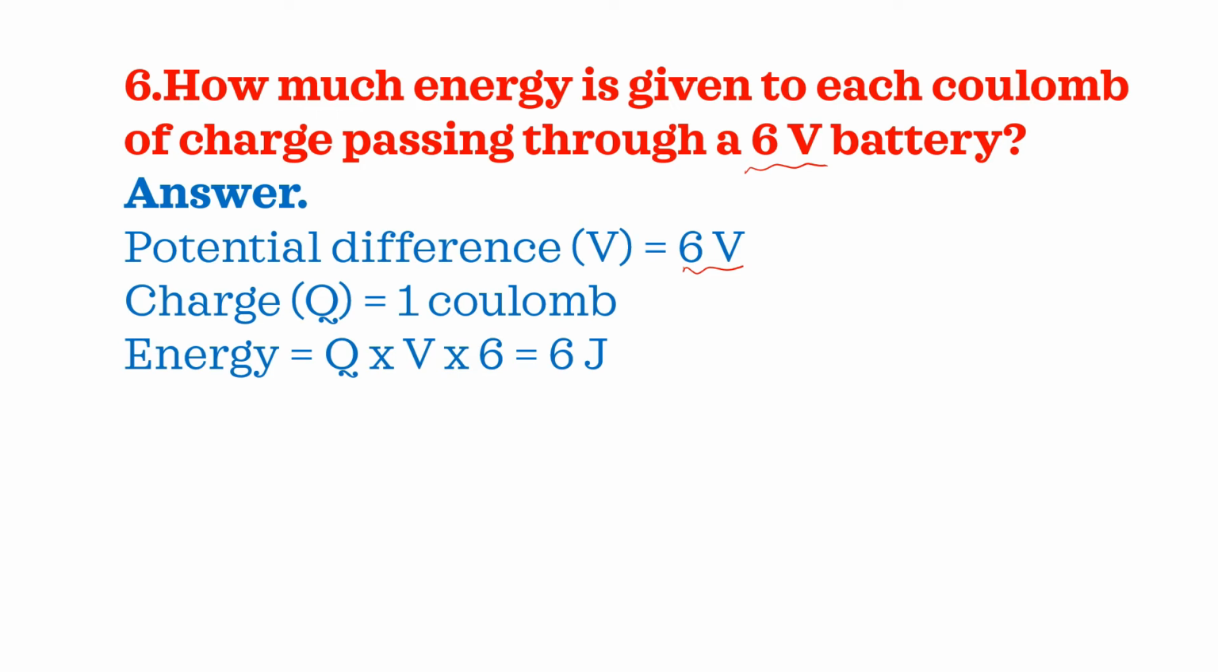So here Q is 1 and voltage is 6. Energy is Q into V, which is 1 into 6, that is equal to 6 joules. So 6 joules of energy is given to each coulomb of charge passing through a 6 volt battery.